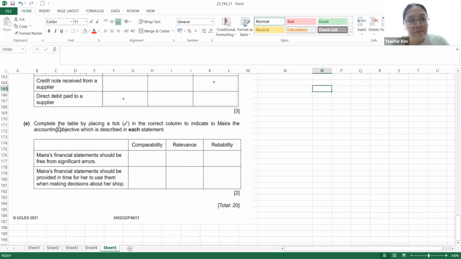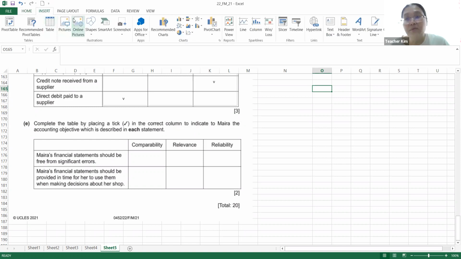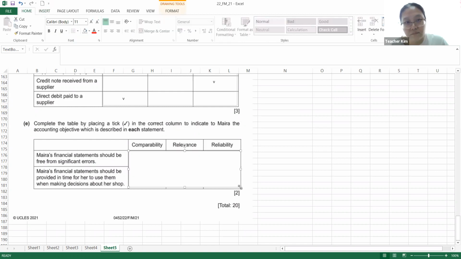Okay, now next. Complete the table by placing a tick in the correct column to indicate the accounting objective described in each of the statements. So this one you have 4 objectives, but they only give you 3. Maria's financial statement should be free from significant error. Free from error and bias. This one is reliability. Reliability means can be trusted.